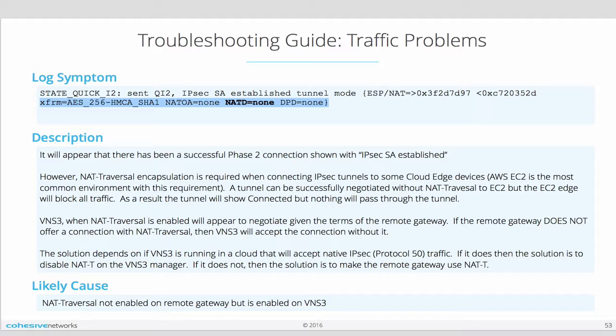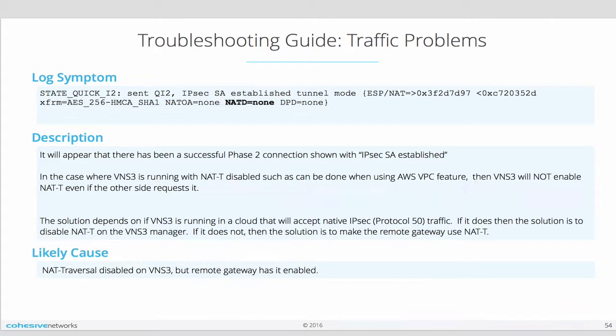So if you've got a successful connection, everything looks great, but nothing's passing, and it's NAT, you want to make sure that your log says NAT on. If it's native IPsec, you want to make sure that your log says NAT off. Otherwise, you're just sending the right data but out on the wrong network ports. Yeah, and this is just the inverse of each other.